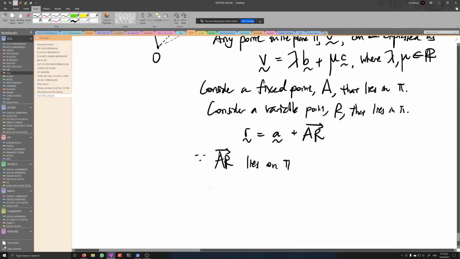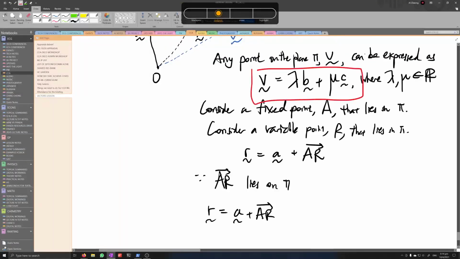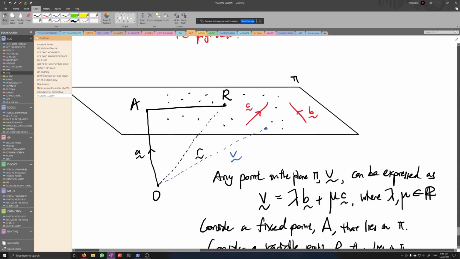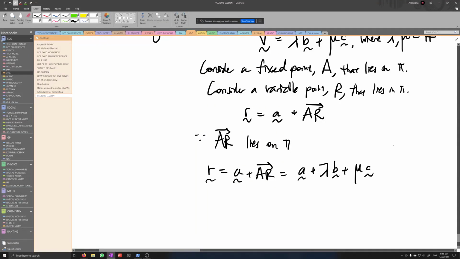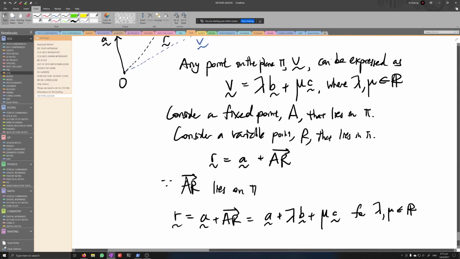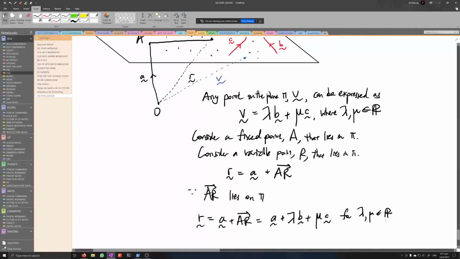Therefore, you have R equals A plus AR, and because AR lies on pi, we know that we can borrow this earlier relationship, which describes any point on the plane, and we can essentially just sub it in.